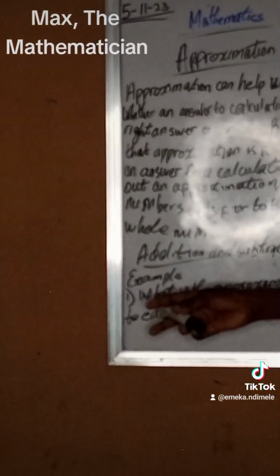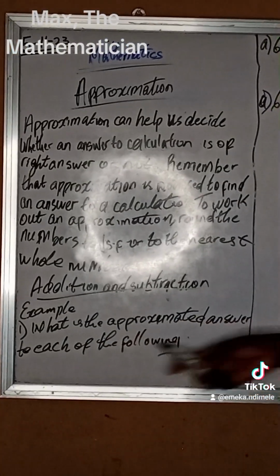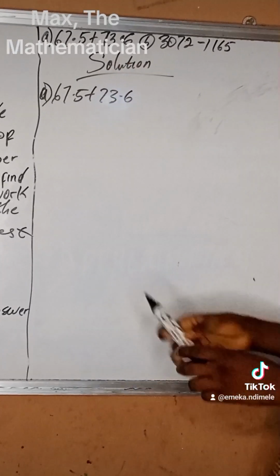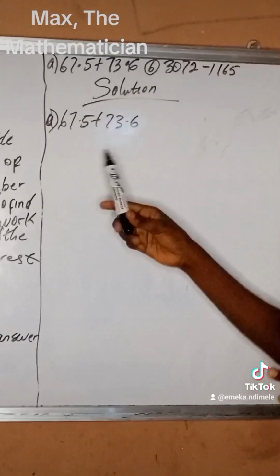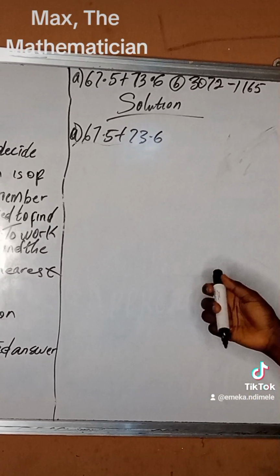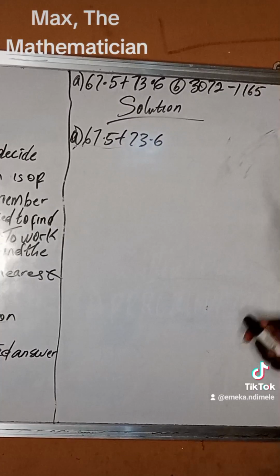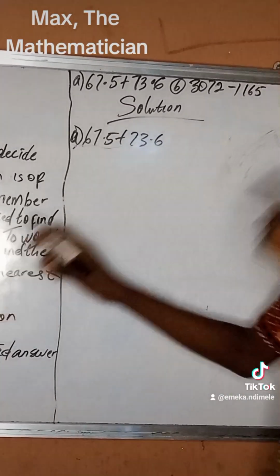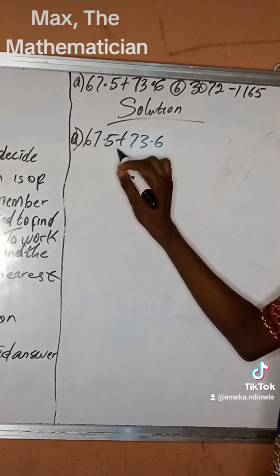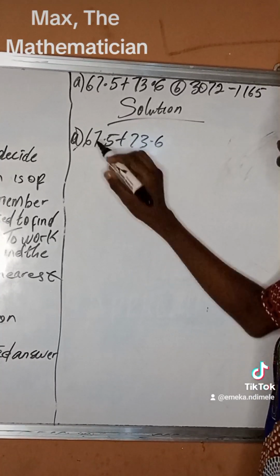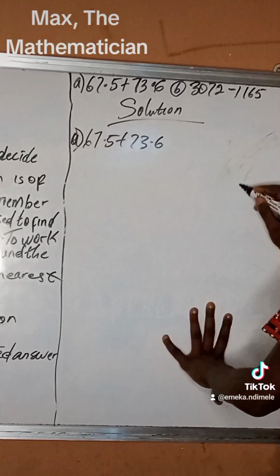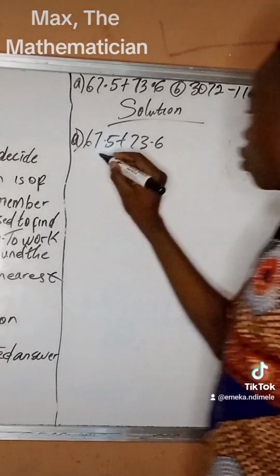Let's go for examples. Number one is, what is the approximated answer to each of the following, which is 67.5 plus 73.6. In this case, we can do one of two things. It's either we approximate it to the nearest whole number or to one significant figure. But because of time, assuming there was time, I would have done two, but let's go for one significant figure. In these three figures, which one is the first significant figure? 6 is the first significant figure, and 7 is the decider.